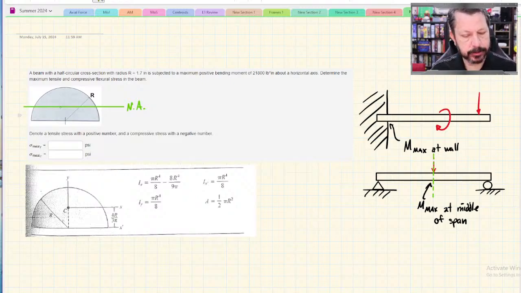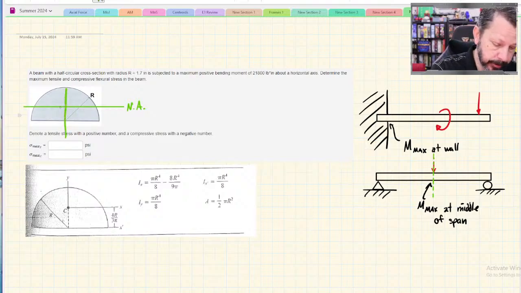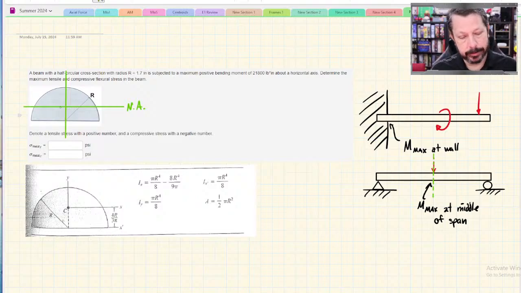tensile and compressive flexural stresses. If this beam was loaded the other way, where the neutral axis is vertical and the loads are perpendicular to that, then it would mean the loads are coming in from the side, and that is different. So they just went ahead and told us that the loads are perpendicular to a horizontal neutral axis.